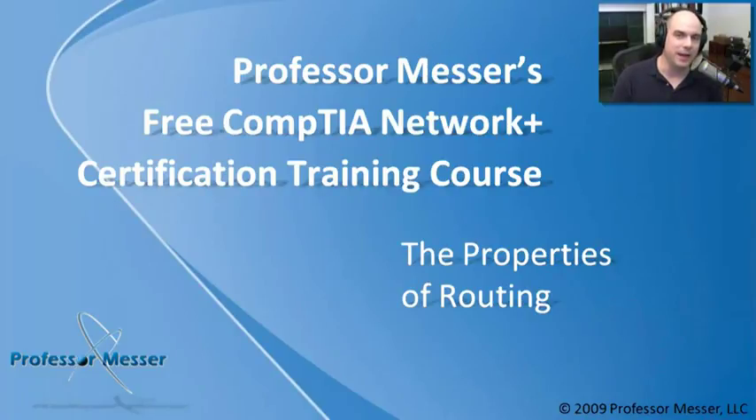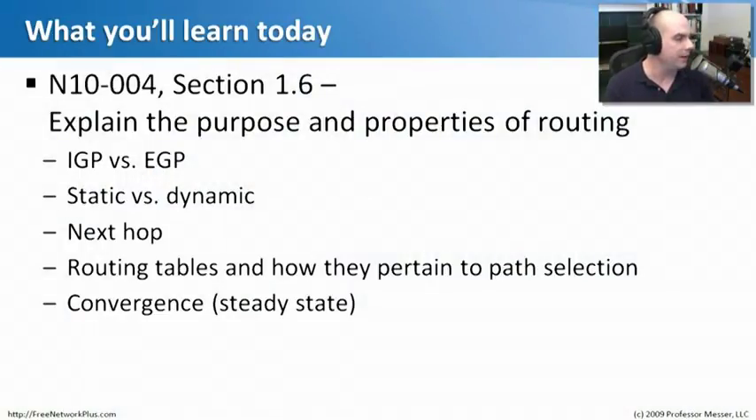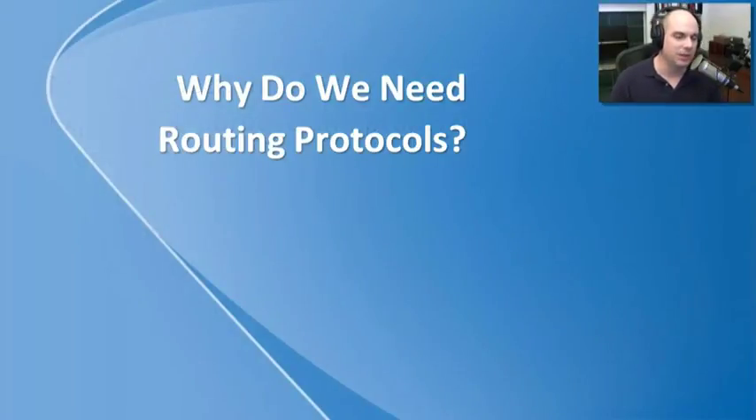I'm James Messer, and in this module we're going to talk about the properties of routing. We're going to go through these requirements from our N10-004 section 1.6 certification, where we need to explain the purpose and properties of routing. So there's a number of routing technologies we'll discuss. We'll talk about the difference between IGP and EGP. We'll talk about static versus dynamic routes. We'll talk about the next hop and how important it is. Look at some routing tables, and finally discuss convergence and why convergence is an important thing to consider when talking about routing.